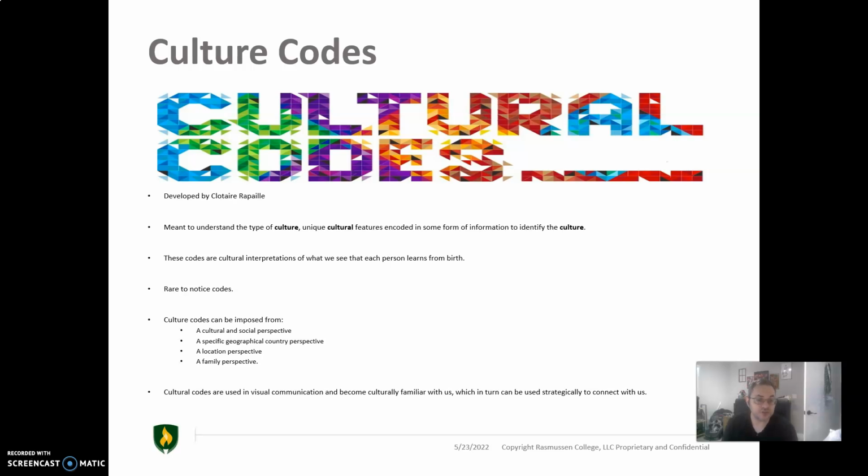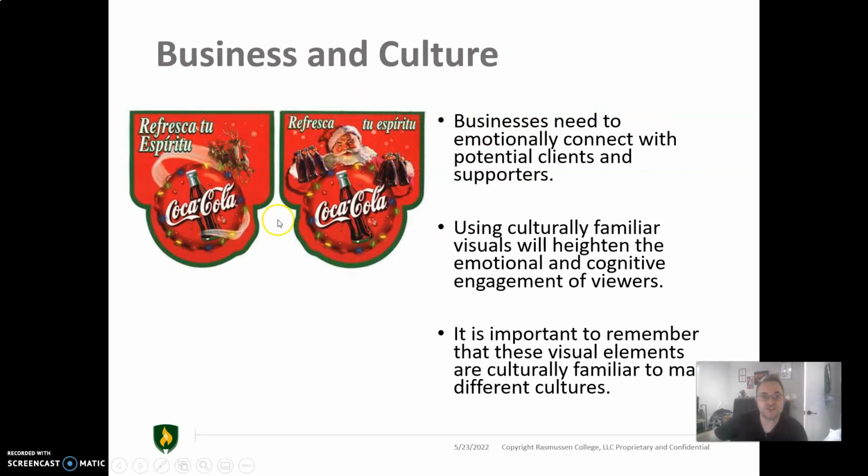Now, culture codes are used in visual communication and become culturally familiar with us, which in turn can be used strategically to connect with us. And so if we as visual communicators find out what these culture codes are, we can utilize them in our own visuals to make the messages clear to the people we're trying to send a message to. And that's important. For example, let's take a look at two messages where businesses try to do this.